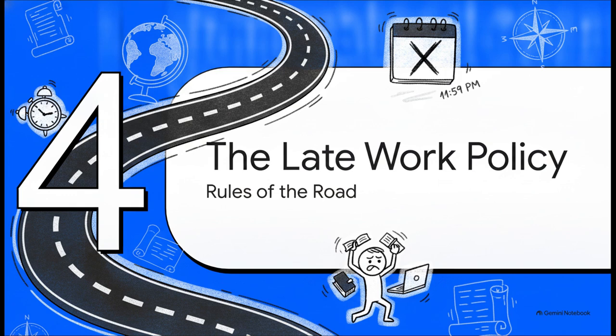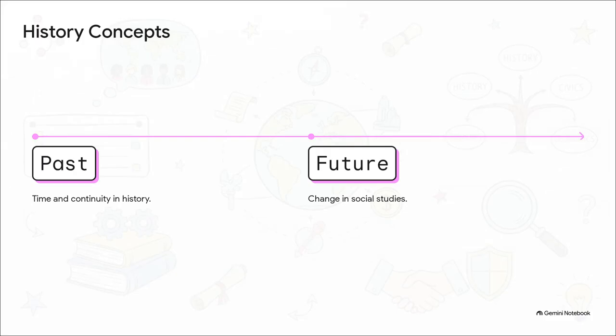Which brings us to Section 4, the late work policy, rules of the road. Look, we get it. Sometimes life just gets in the way. If an assignment or a quiz is late, you aren't immediately failed. You do have a grace period of exactly 7 days to get that missing work completed. But this safety net definitely comes at a cost. For every single day an assignment is late, 10 points are going to be deducted from your grade. And once you hit day 8, meaning it's been over 7 days with 0 submission, that window slams completely shut and a 0 will permanently remain as your grade in the gradebook.